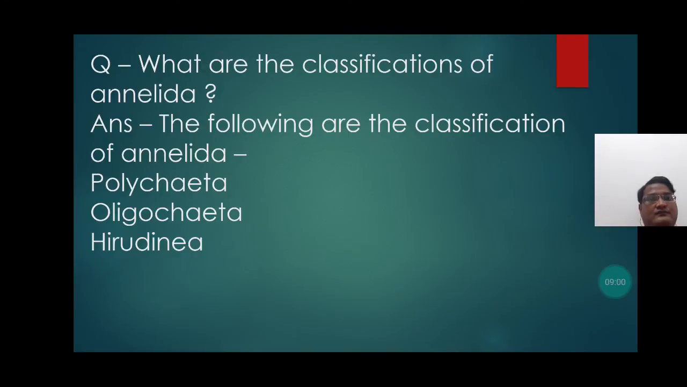Students, now let's discuss a very important question. What are the classifications of annelida? The following are the classifications of annelida. Polychaeta, Oligochaeta and Hirudinea.